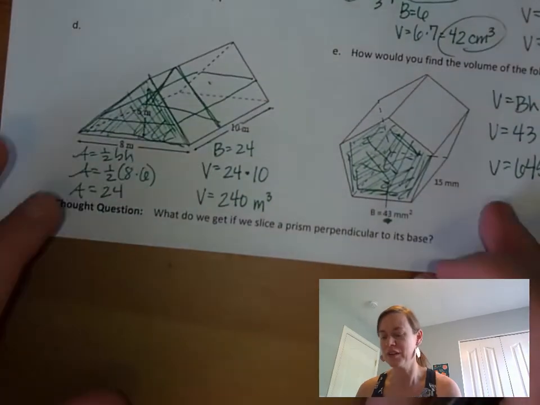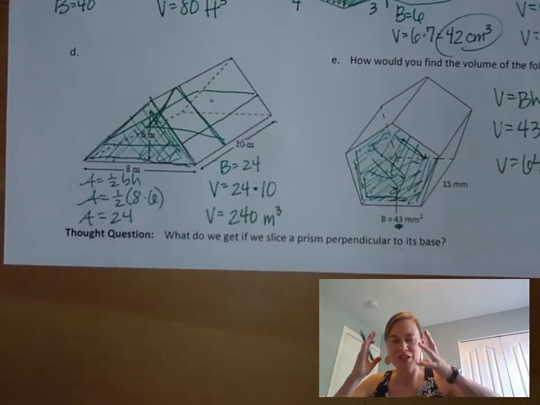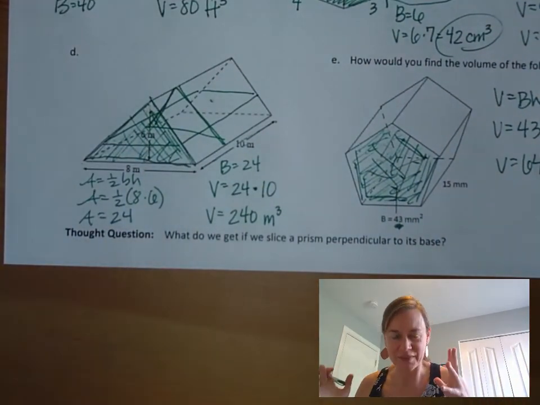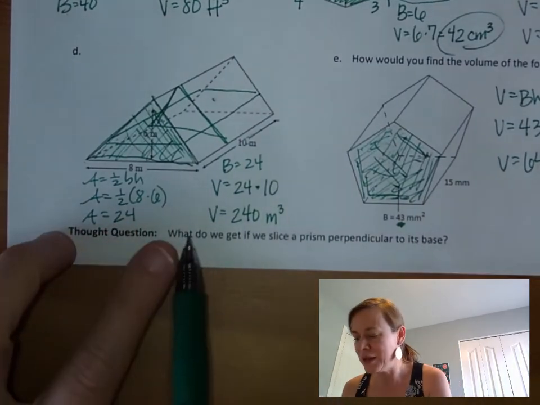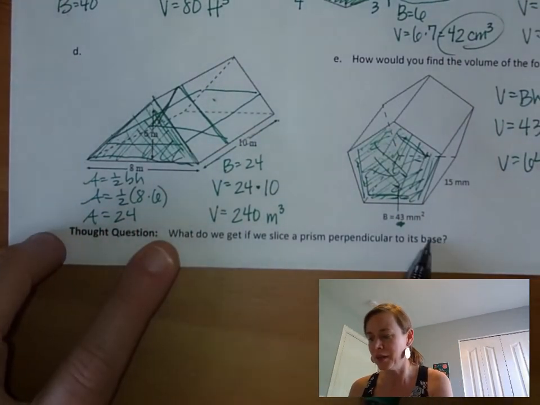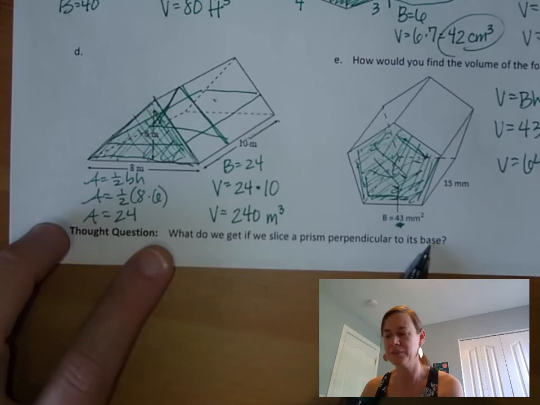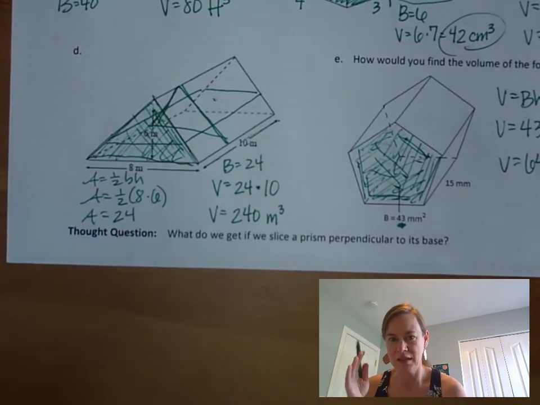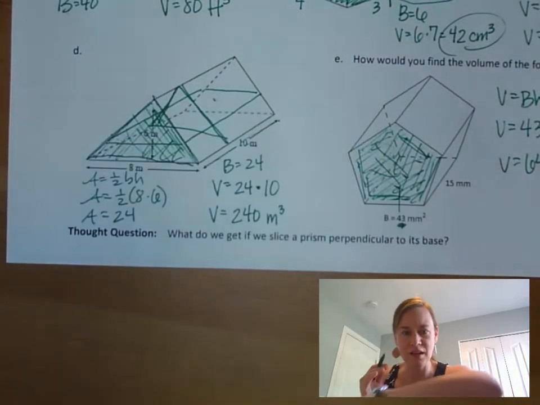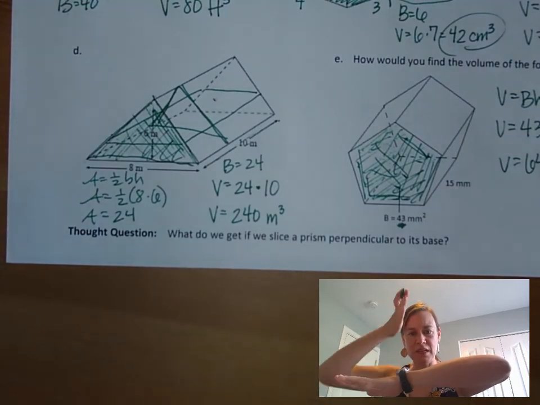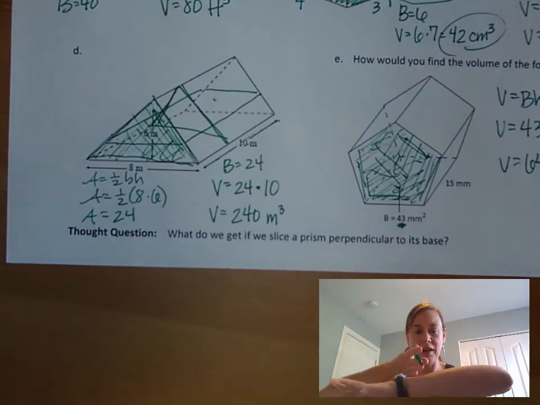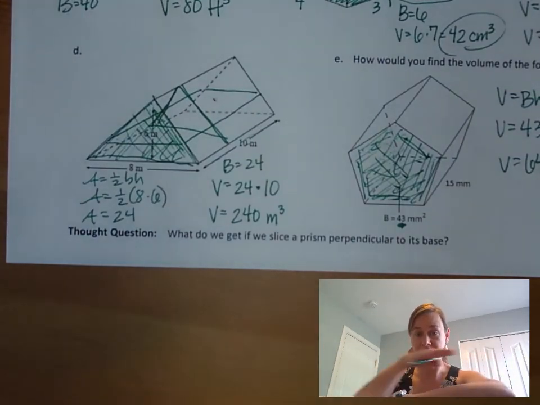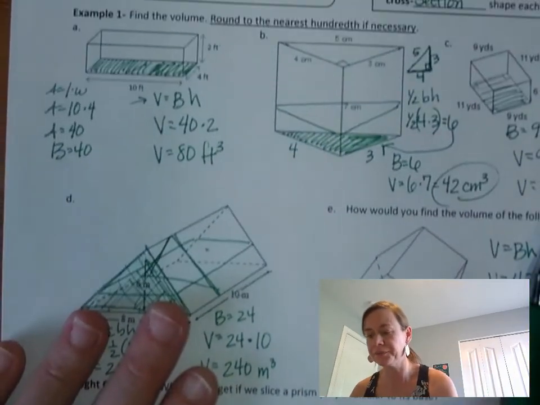I almost forgot the thought question. I want you to start thinking three-dimensionally here. See if you can picture this in your heads. What do we get if we slice a prism perpendicular to its base? Perpendicular to its base. So if the base is down here, perpendicular would be like this, whereas before we were always slicing parallel. So what if we went perpendicular?